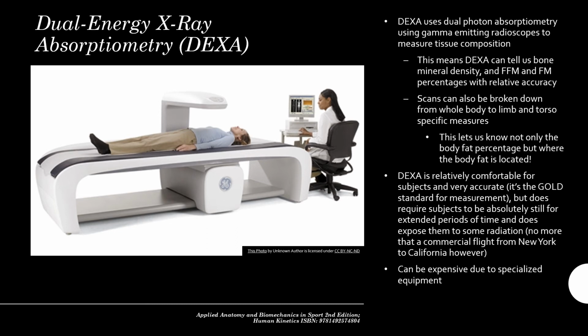The really cool thing about DEXA is it can give you more than just body composition. It can tell you about bone mineral density, it can tell you about your fat-free mass, and it can give you your fat mass percentages. We can also break these scans down from a whole body assessment to each individual limb and torso. So we can know not only the body fat percentage of the whole body, but also where the fat is located. If you have a lot of fat around your internal organs, that's really unhealthy and can lead to a lot of things like cardiovascular disease. But if most of your fat is subcutaneous, that is actually more beneficial.